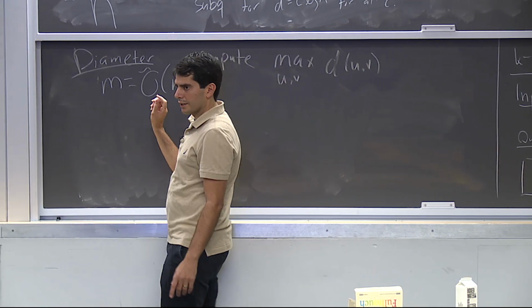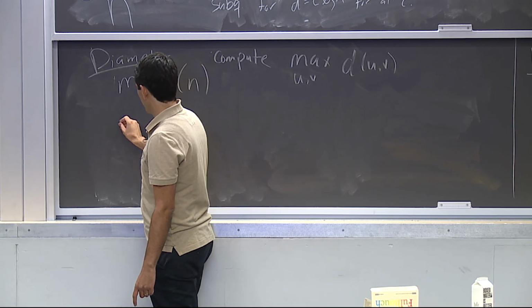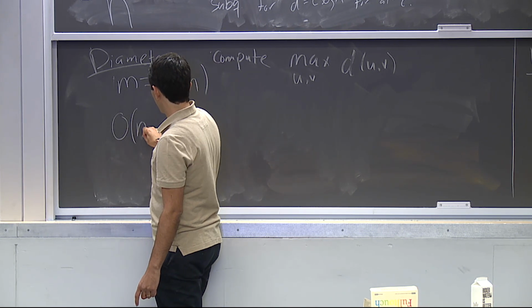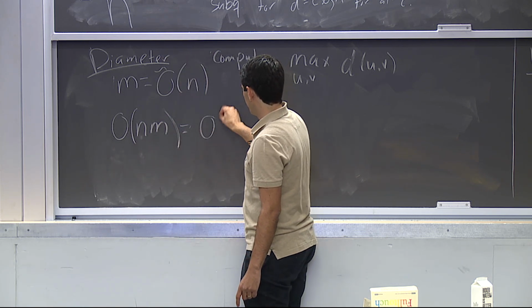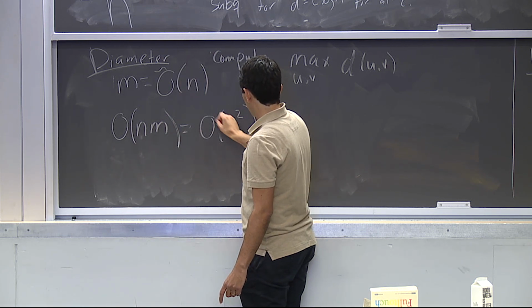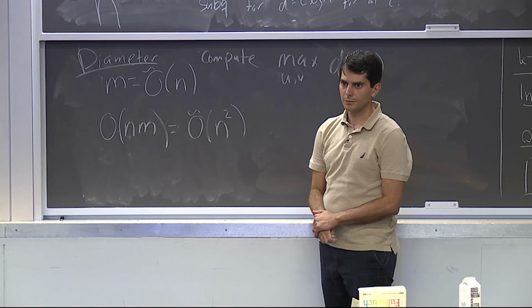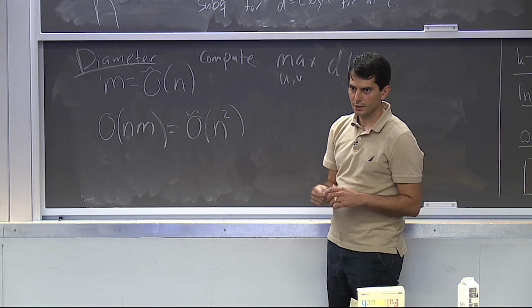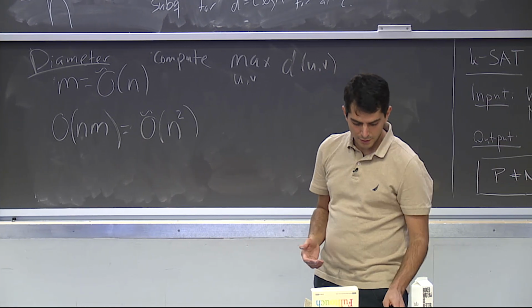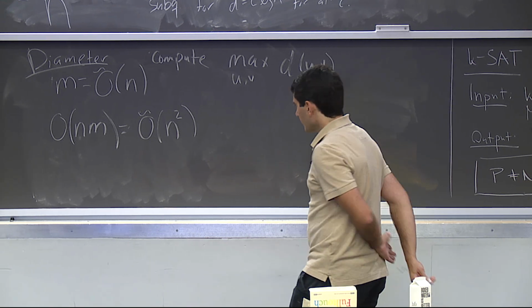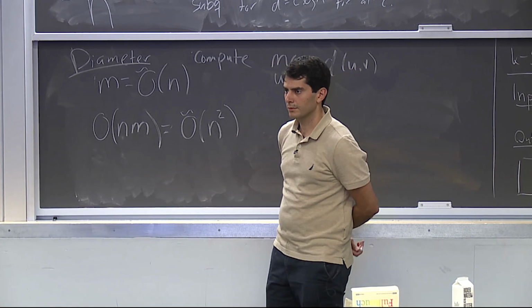Running all pairs shortest paths in such a sparse graph, you run, let's say, Dijkstra n times. So it's nm, which would be quadratic time. So the trivial thing is quadratic for this problem. And can you do better? Can you do faster than APSP? Maybe you don't have to compute APSP. The answer is no, you need quadratic time.